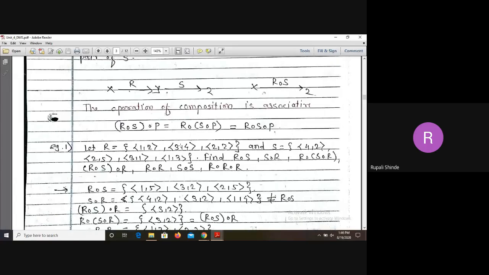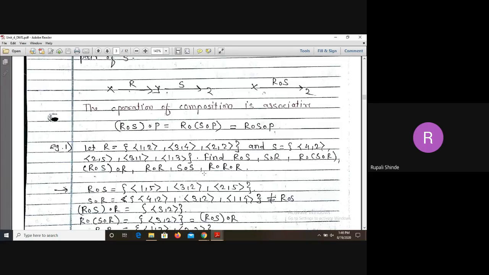Now check whether there is any other order pair in relation R whose processing is remaining. No, only 3 order pairs were there, and we have processed all these 3 order pairs. That's why the answer for R composition S is the set of order pairs: 1, 5, 3, 2 and 2, 5. Understood now? Yes, ma'am.